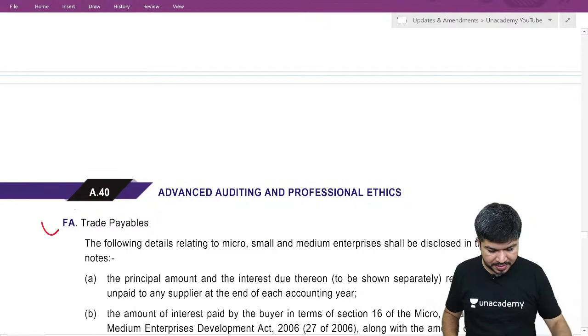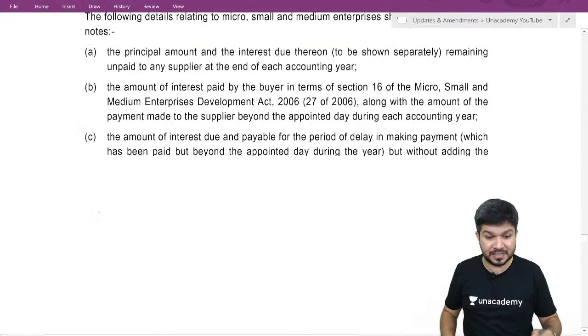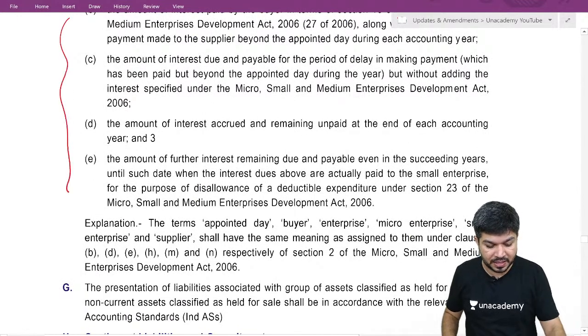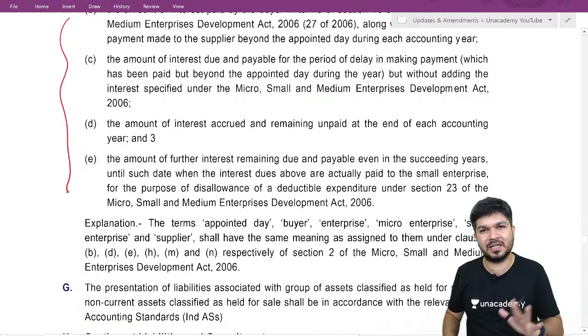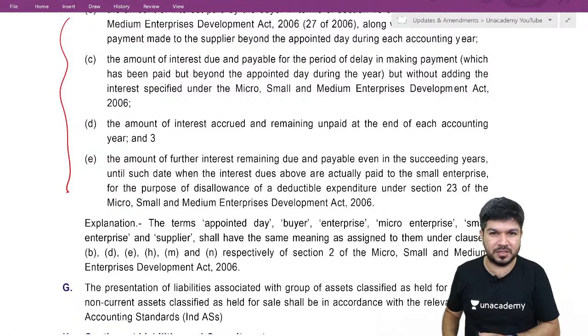Okay, next, the amount which you have to pay to micro and small enterprises, there are some related disclosures, 5 disclosures are there. That's okay. Inter level it's important, final level not much important.